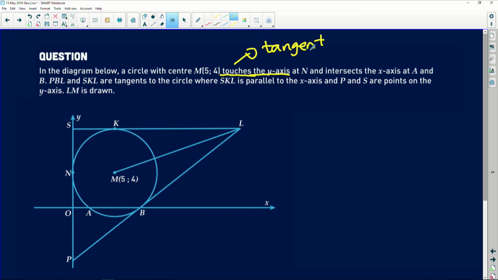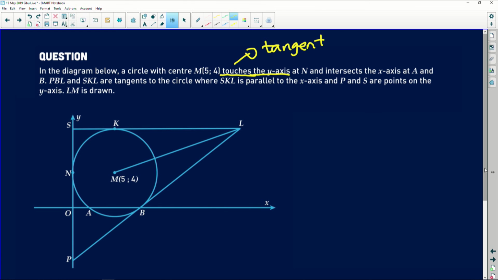PBL is a straight line that is increasing, and it is also another tangent. So we've got the second tangent there, right? And SKL are tangents to the circle where SKL is parallel to the x-axis. P and S are points on the y-axis. LM is drawn. Okay, fine. Very simple, not complicated at all.